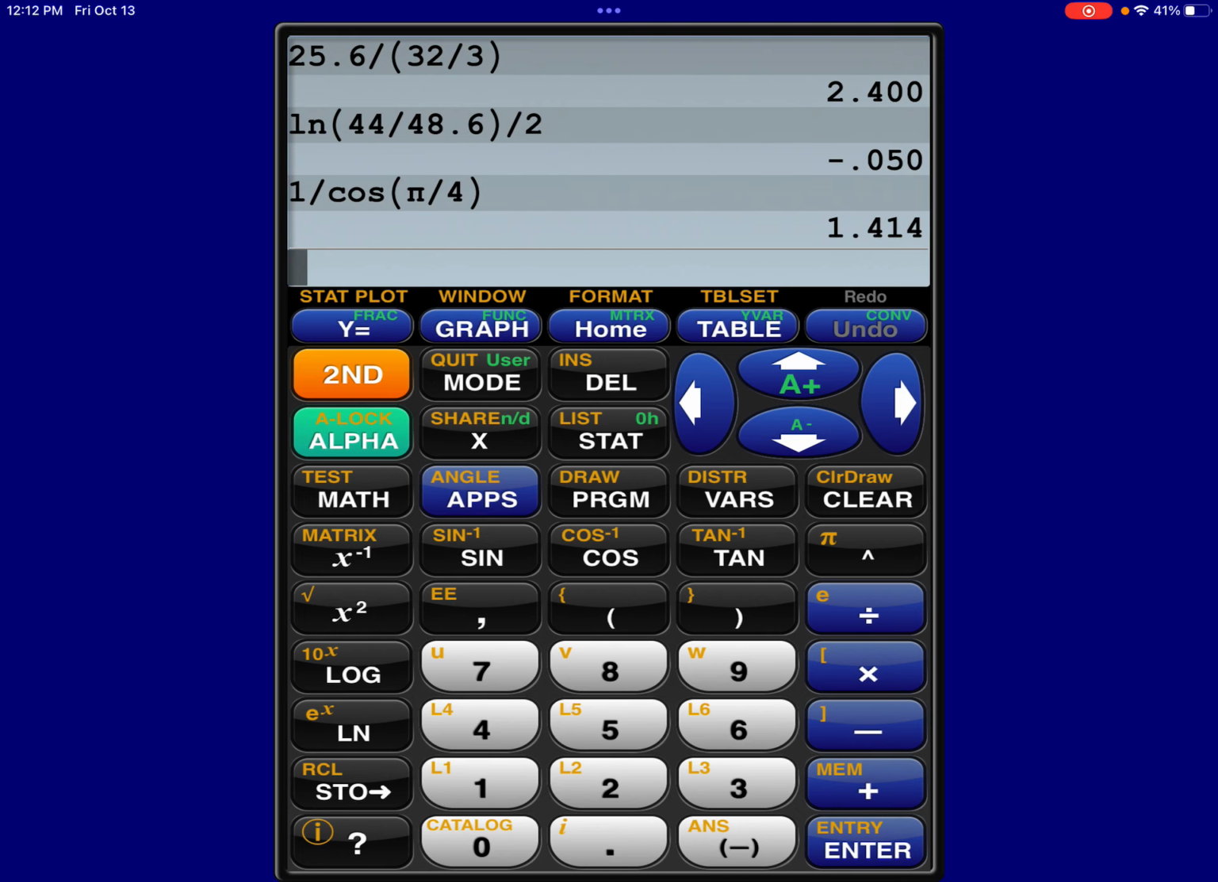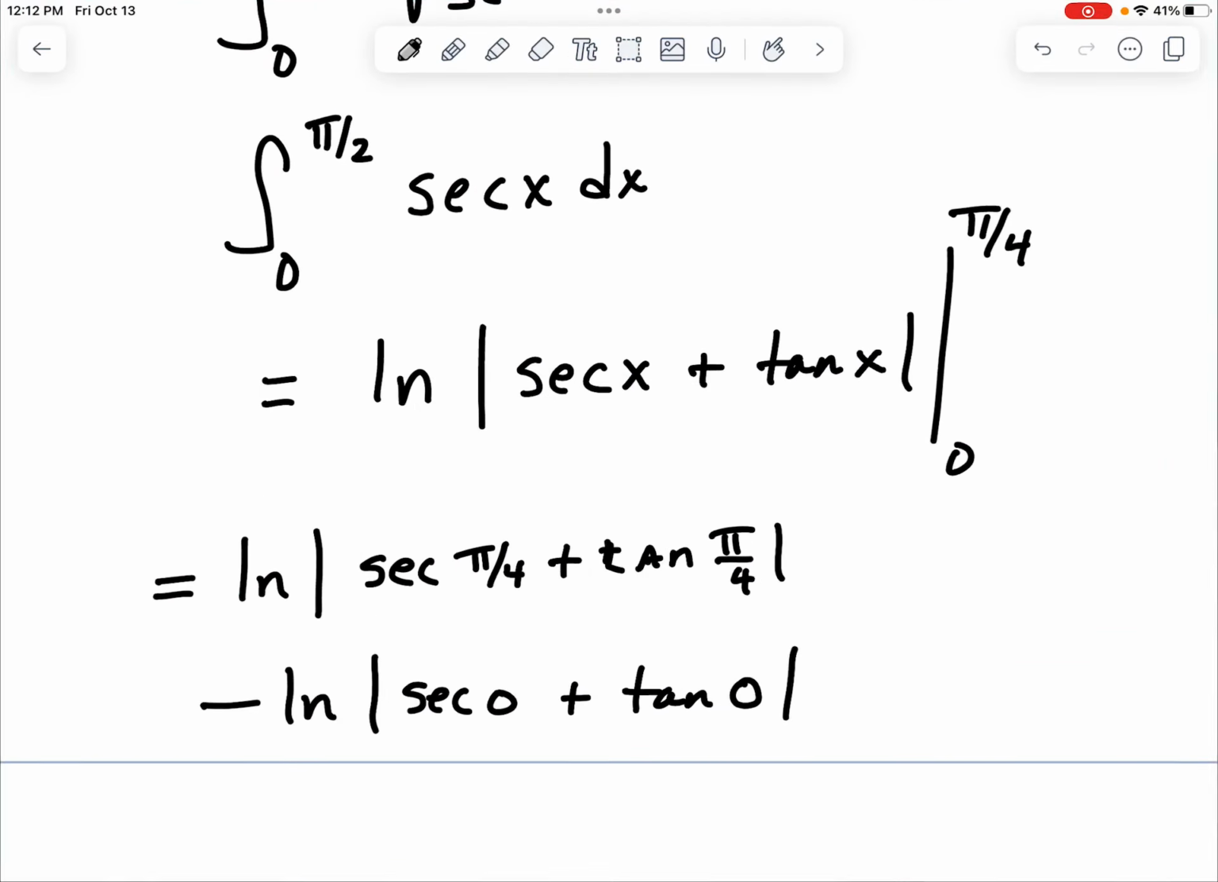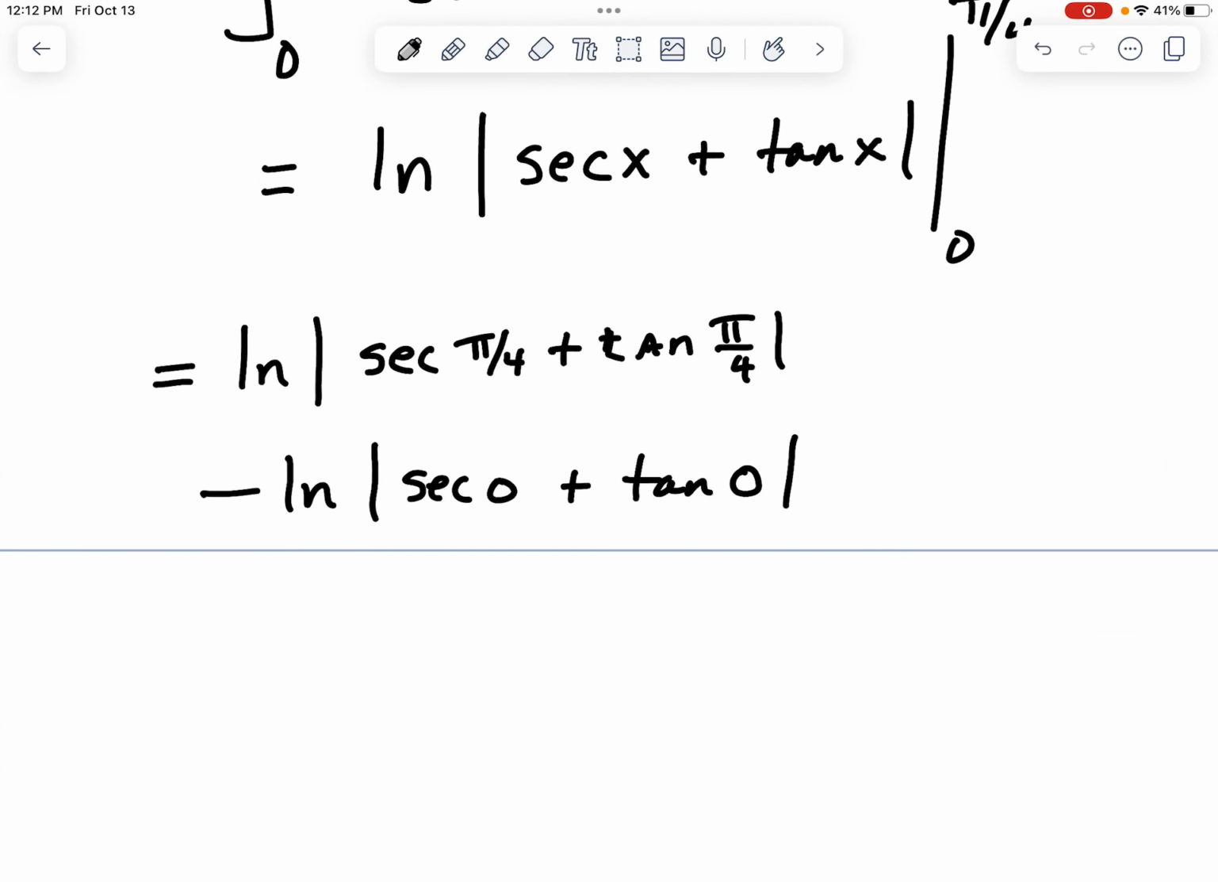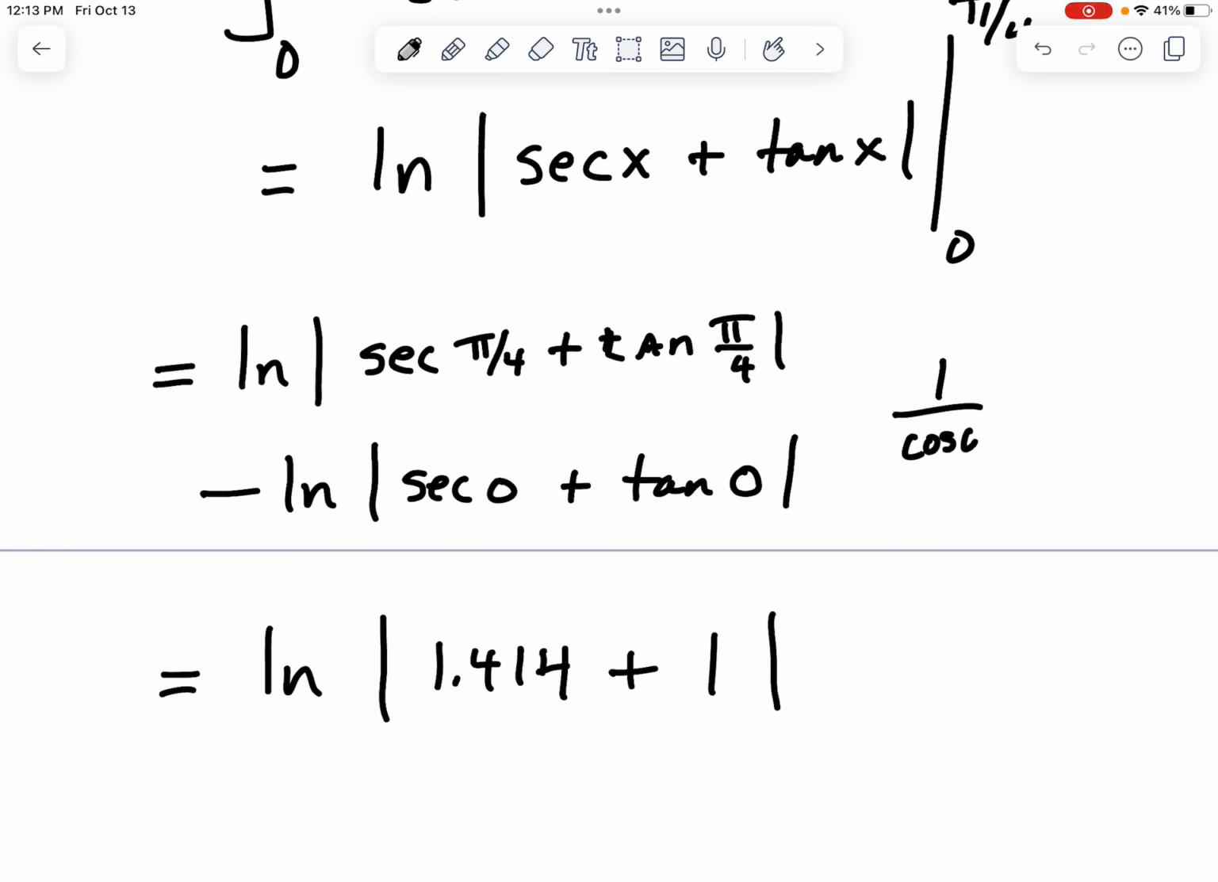So 1.414. So we've got natural log of 1.414. And then plus tangent of pi over 4, that's a 1. And then secant of 0, well, secant of 0 is 1 over cosine of 0, and that is going to be 1 over 1. So then we'd have minus the natural log of 1, and then tangent of 0 is equal to 0.